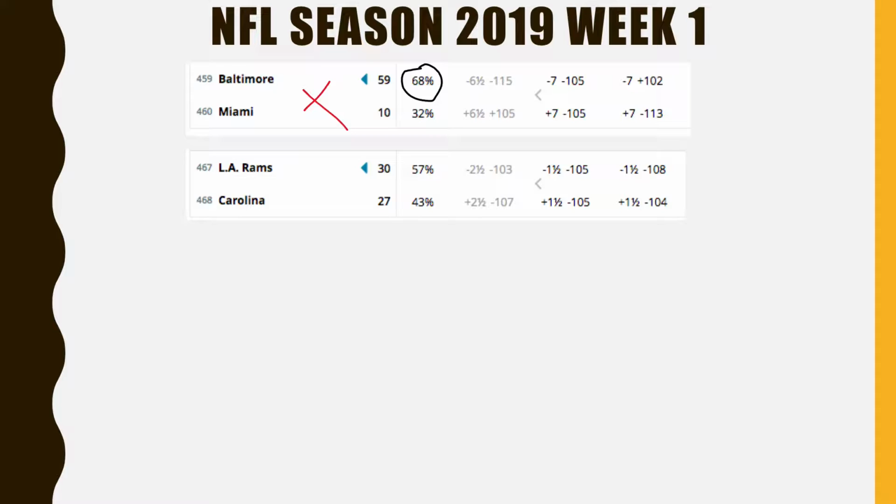All right, next game we had the Rams. There's our rule, 57%. That means we play Carolina. Real close game. It opened at 2.5 and ended up Carolina +1.5. That would have been a loss as well.